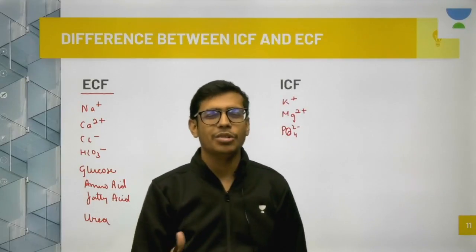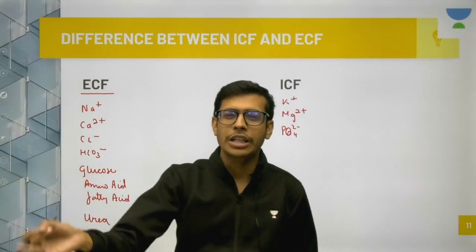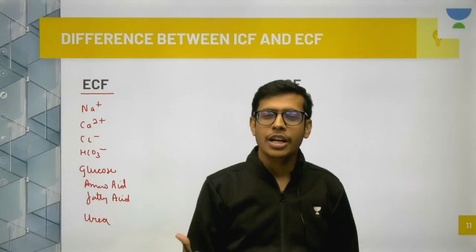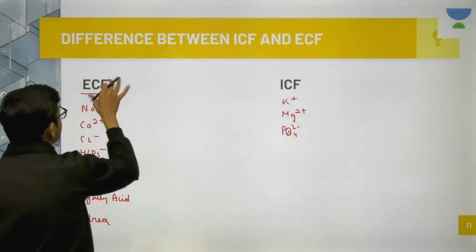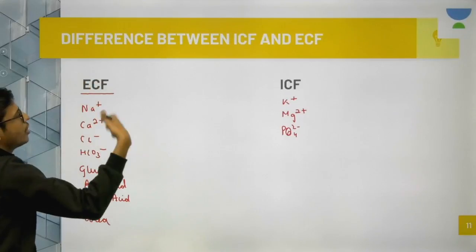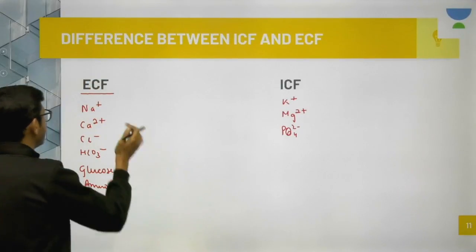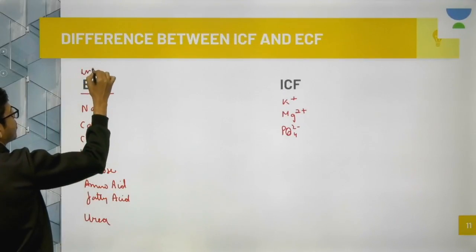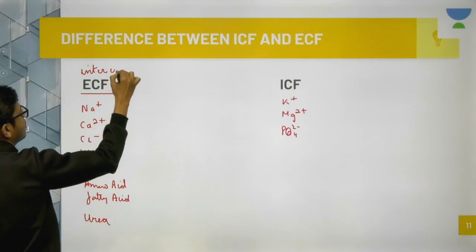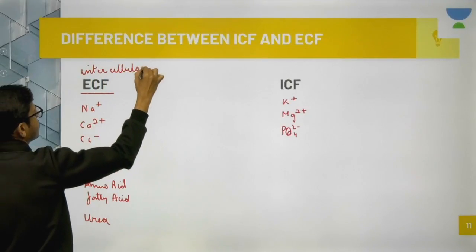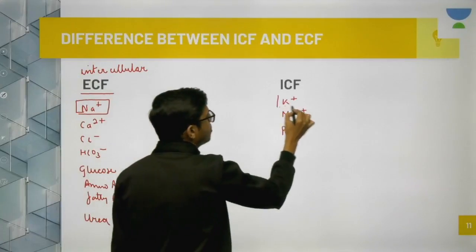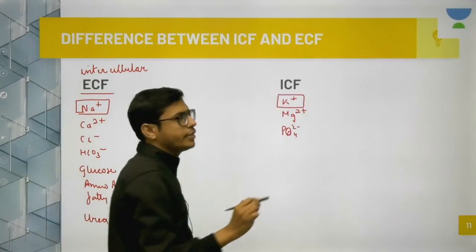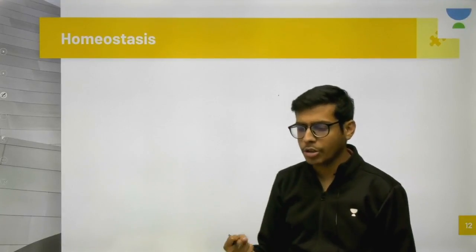So basically the question comes that which is the most abundant intracellular cation or which is the most abundant intercellular cation. So intra or inter, ICF you can call intercellular cation also, or extracellular fluid also, right? So this can be intercellular cation also, intercellular. So this is the most important one, and here this is the most important one for ICF and ECF, right? Now coming on to homeostasis.